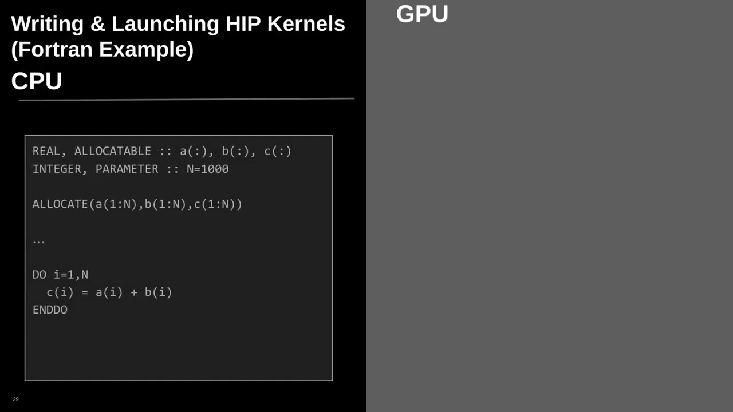So we're going to do the same example as we did before, but now written in Fortran. Here we have real allocatables A, B, and C. We're going to allocate them of size n. Here it's 1,000. We're going to have a do loop from 1 to n, and then we'll add A to B and store it in C.